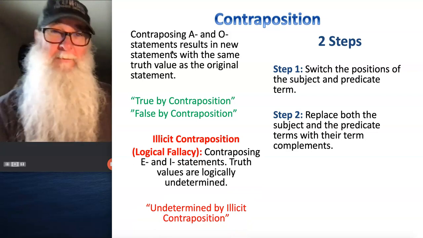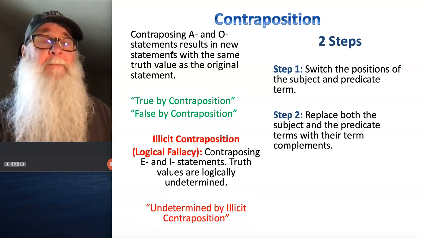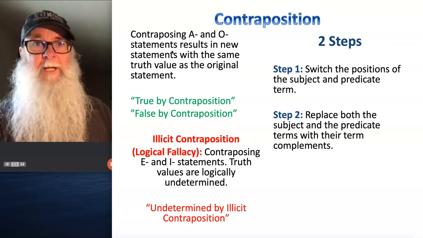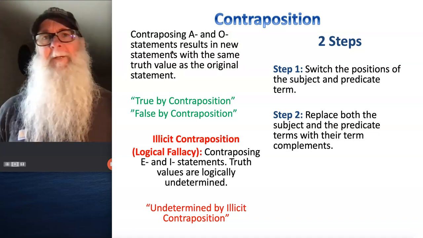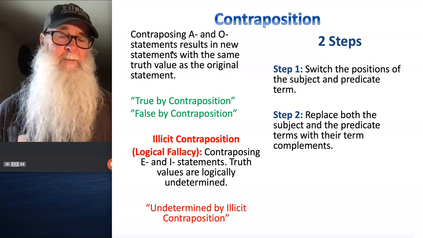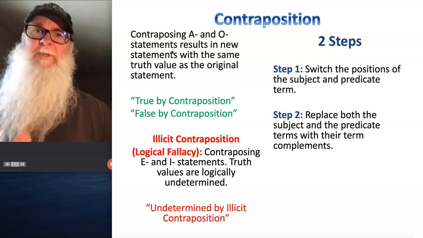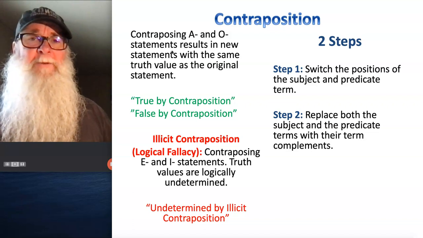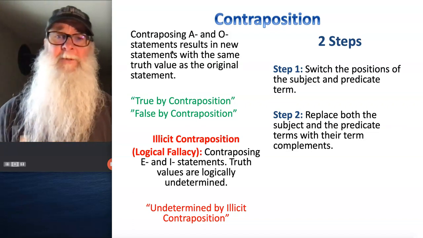If, though, we try to apply the operation contraposition to E statements and I statements, we're going to get new statements that look different, but we're not going to know what their truth values are. They're going to have undetermined truth values because to contrapose an E statement or an I statement is to commit the logical fallacy called illicit contraposition. Again, illicit simply means this breaks the rule of contraposition, because the rule of contraposition is that I will know the truth values of the resulting contraposed statement only if the original statement was an A statement or an O statement.